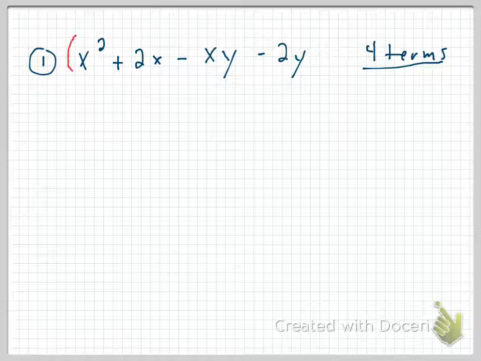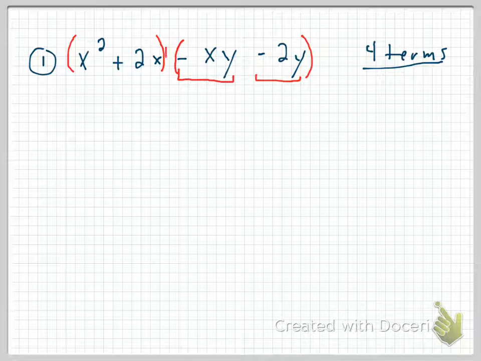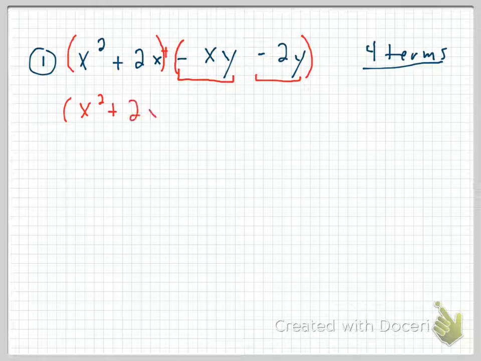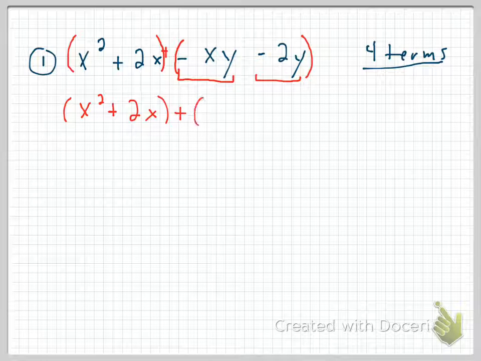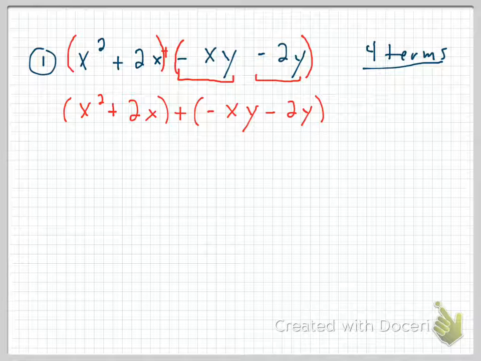Okay, we want to group the first two together, and we want to group the second two together, but the second two, notice that negative is with the xy, and negative with the 2y. So when we group it, we're going to do it like this and put a plus sign in between there. So we're adding the negative xy and the negative 2y. Okay, I'm going to spread that out so we can see it a little bit better. So it looks like this. Okay, a good indicator again was that 4 terms that told us try it by regrouping.